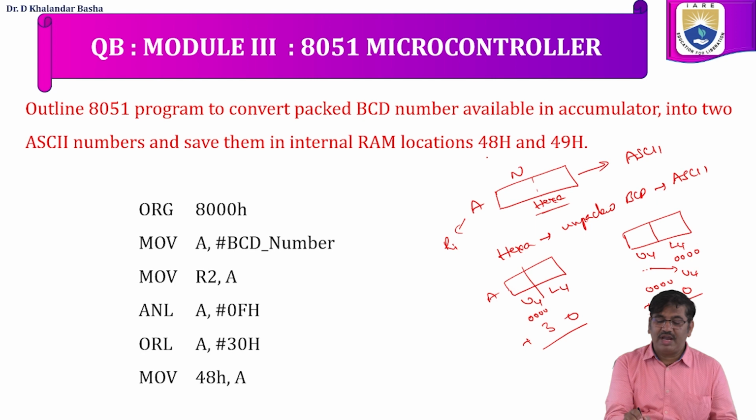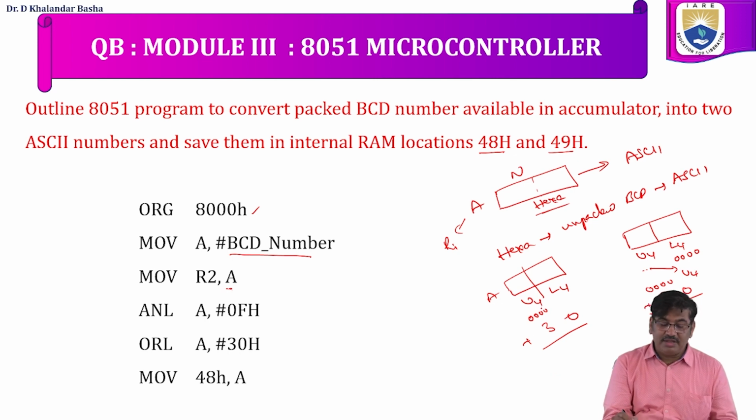After converting this, we have to load into the 38H location, 48H location and 49H locations respectively. So origin, which is where the program has to be stored, we will indicate with ORG 8000H. The BCD number which you want to convert will first be loaded into the accumulator. For the second operation, these accumulator contents will be copied into any one of the registers. In this example, we are taking R2, we can take any register here.